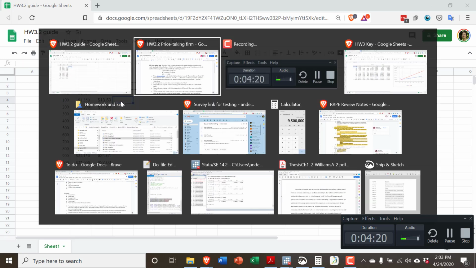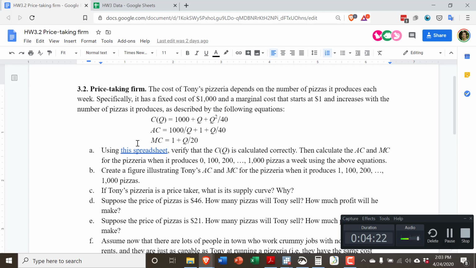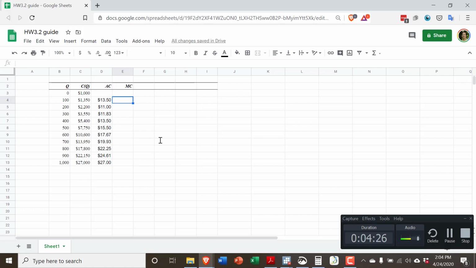The marginal cost, you want to go back to the equation we have. We know that the marginal cost is simply 1 plus Q divided by 20. And marginal cost equals 1 plus Q divided by 20, right? And if you take that and drag it down, you have the marginal cost for any quantity of pizzas from 100, 200, 300, all the way up to 1,000.